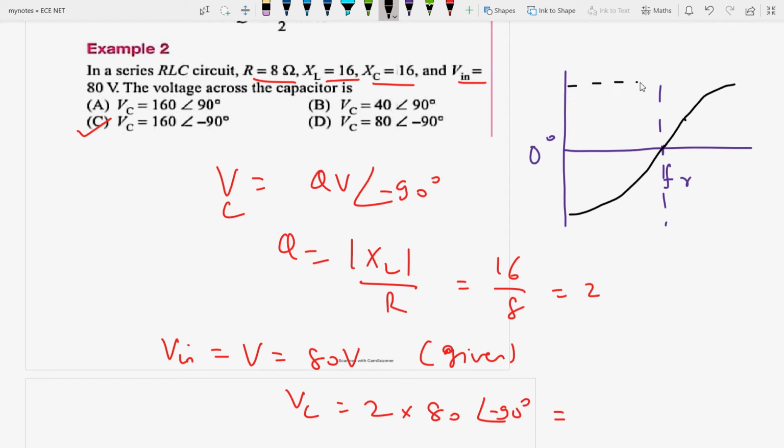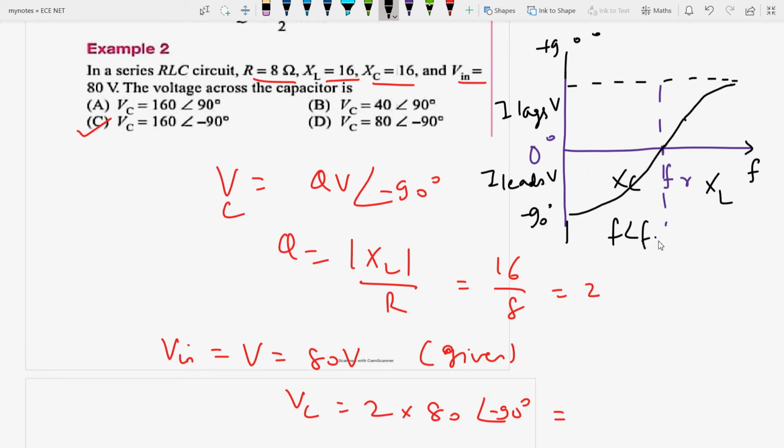Here you will get the maximum. You know, this is plus 90 degree, and this is minus 90 degree. This is XC, and this is inductive in nature. This is frequency. Okay, this is 0 degree. So here current lags voltage, and this is where current leads voltage. So at F less than the resonant frequency the circuit is capacitive, and at F greater than the resonant frequency the circuit is inductive.